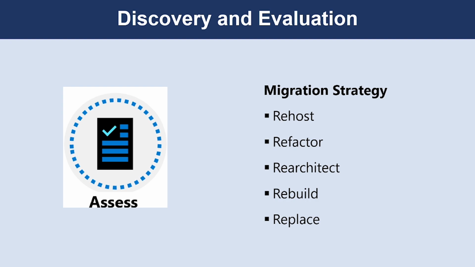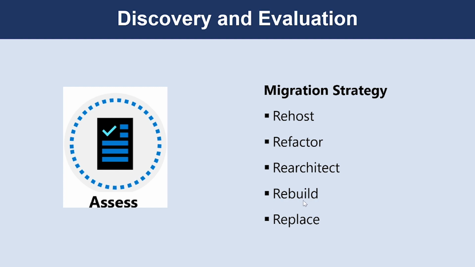for migration. For each application, there are multiple migration options: rehost, refactor, re-architect, rebuild, or replace. So, what is rehost? Rehost is where you recreate your existing infrastructure in Azure. Refactor is where you move services running on virtual machines to platform as a service. Re-architect is where you might be forced to re-architect some systems so that they can be migrated.